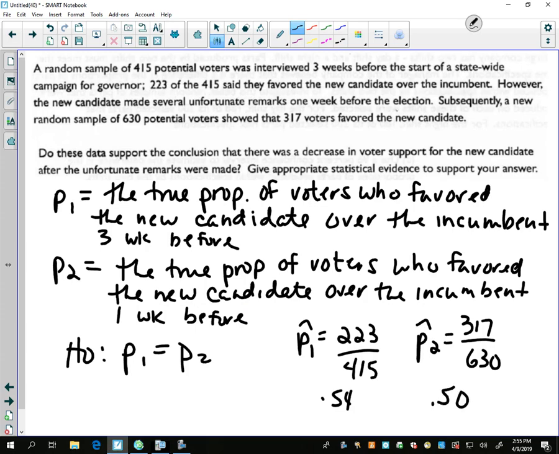Okay, so the alternative then makes sense that you would say p hat 1 would be greater than p hat 2, because, did the data support the conclusion that there was a decrease in voter support for the new candidate? A decrease in voter support would mean that the proportion went down. So p hat 2 would be lower than p hat 1, and p hat 1 would be higher. So here again, it's good if we establish a significance level. Here we'll say alpha is 0.05.